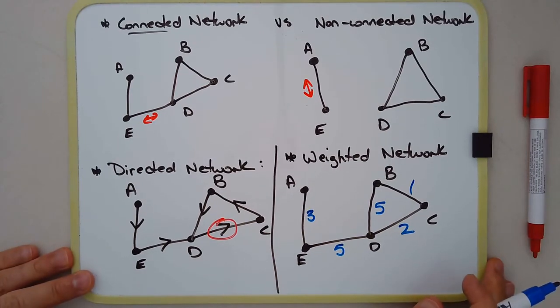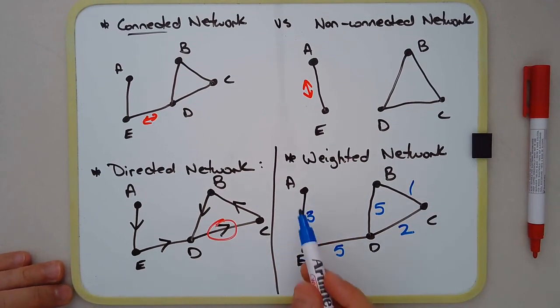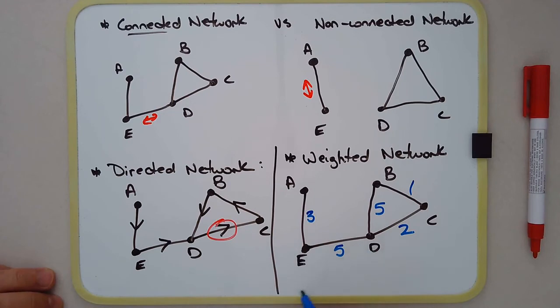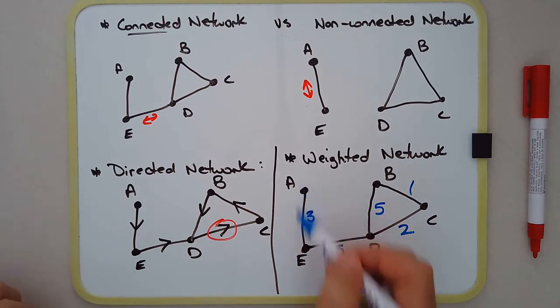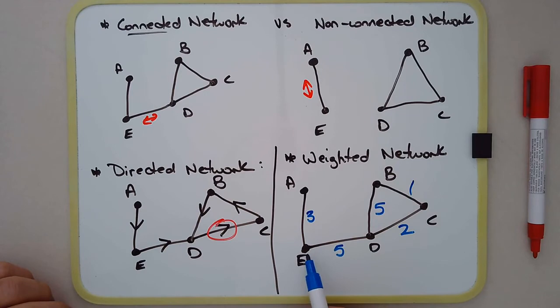Sometimes that could be a cost. For example, if I'm building a road network, or an electricity network, this could be the cost. For example, it could cost me $3 million to build a set of transmission lines from A to E, $5 million from E to D, and so on. This comes in very handy when there's multiple ways of getting from one vertex to another, and we have to minimize the cost, because cost minimization is one of the applications of networks.